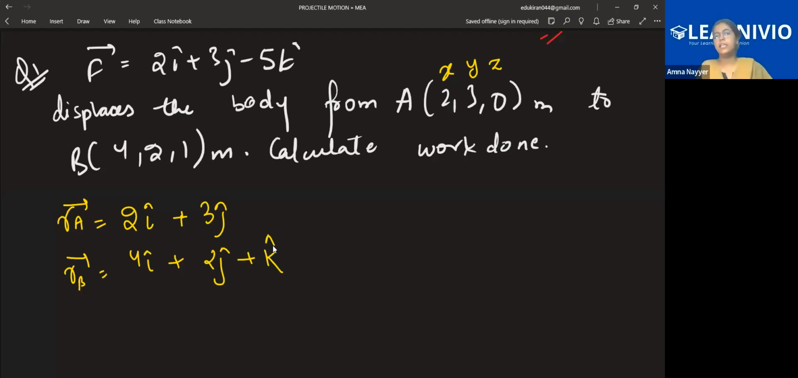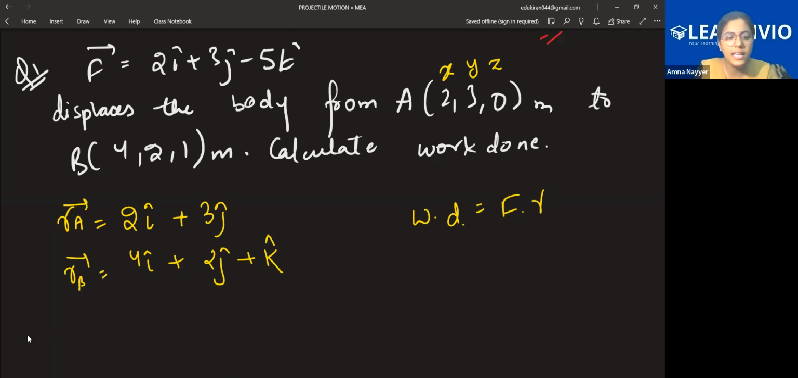Now, since we have not done this chapter, work done, force and displacement, I have already told you, we'll be doing it in chapter 5. It is F dot R, that is force into displacement. So if the initial point and final point are given to us, first let us calculate the displacement. How do you calculate the displacement?